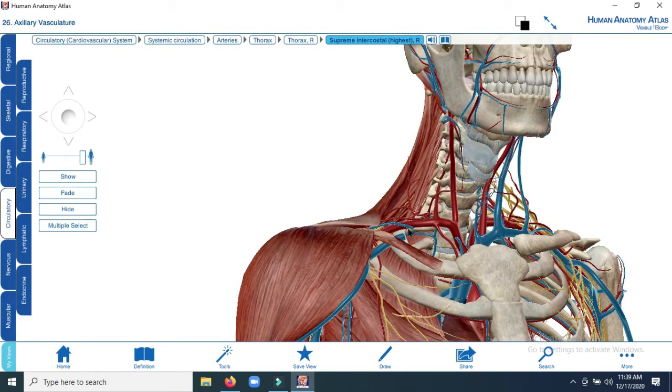And from the lateral border of the scalenus anterior up to the outer border of the first rib, this one is the first rib here, this portion is termed the third part of the subclavian artery. There are no branches from the third part of the subclavian artery.